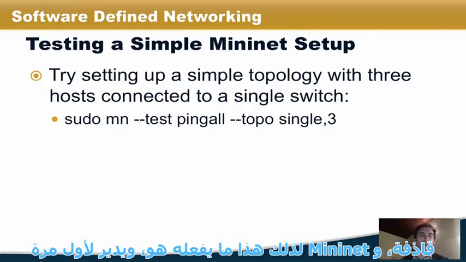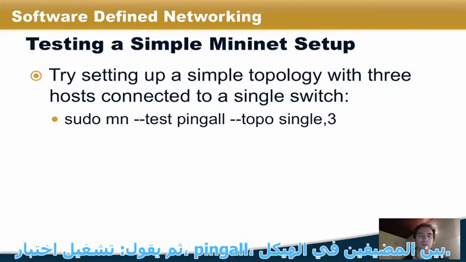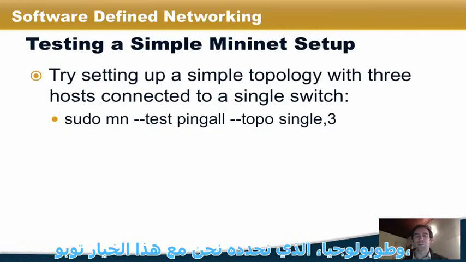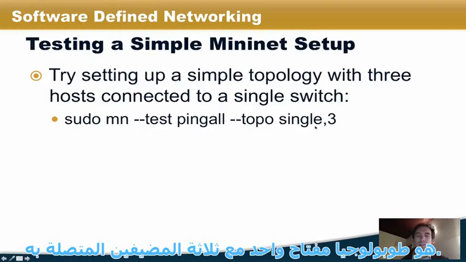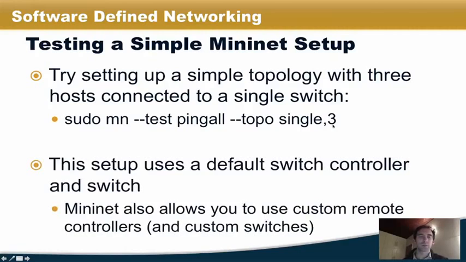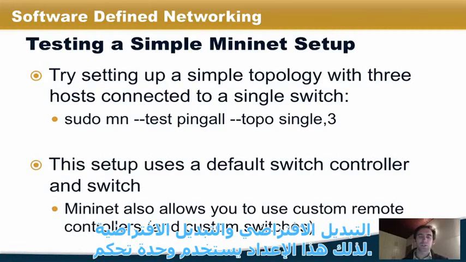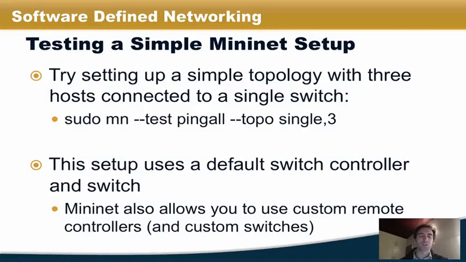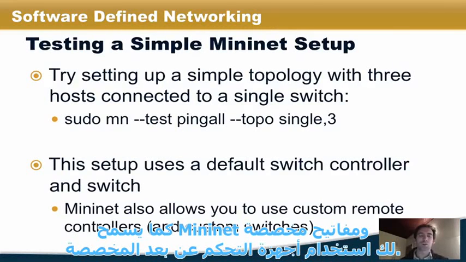So what this does is first runs the Mininet launcher and then says run a test ping all among the hosts in the topology. And the topology, which we specify with this topo option, is a single switch topology with 3 hosts connected to it. So this setup uses a default switch controller and a default switch. Mininet also allows you to use custom remote controllers and custom switches.